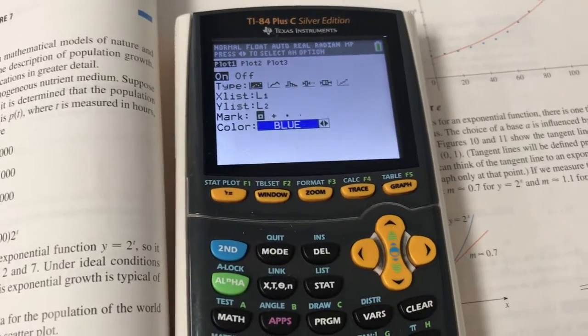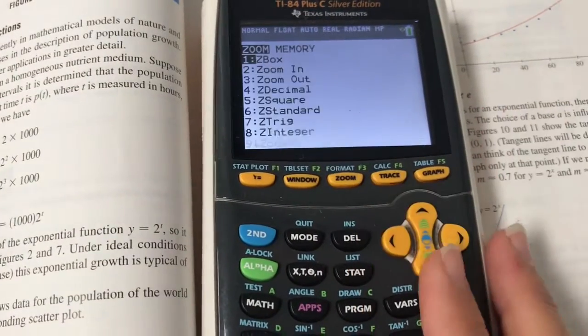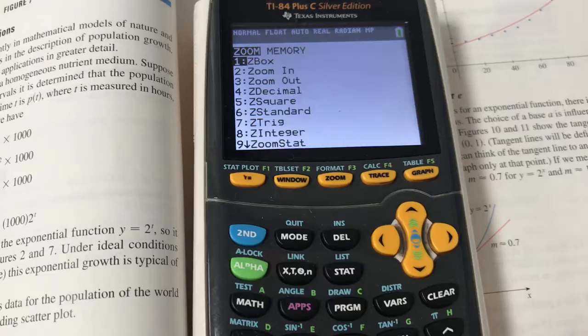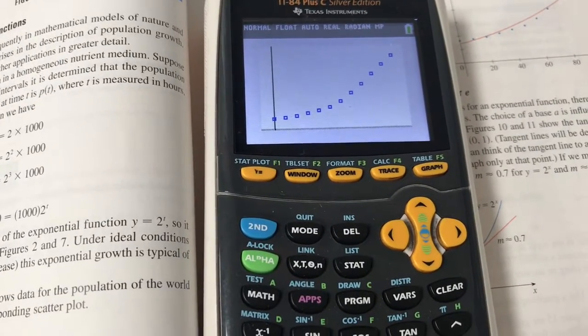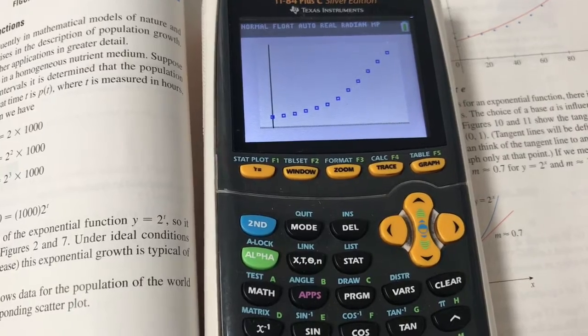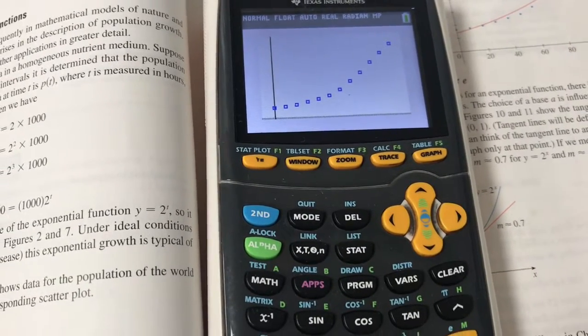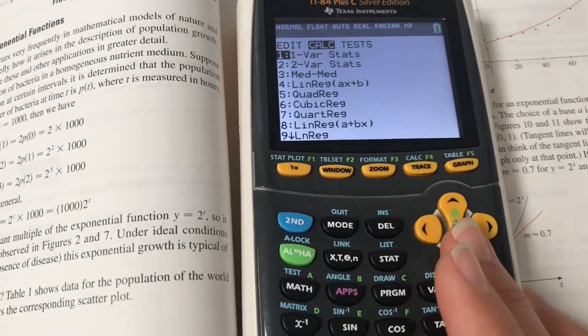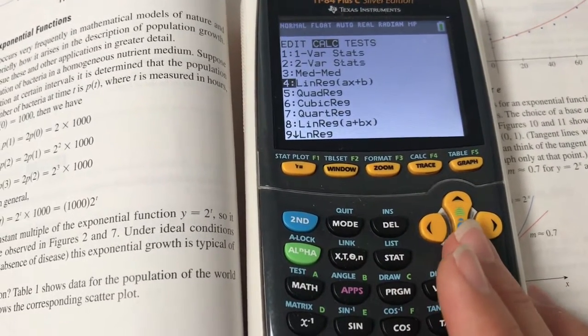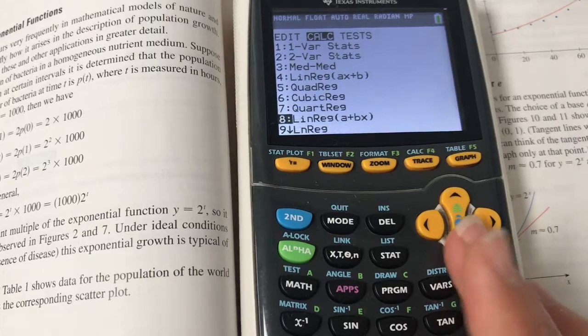Okay, instead of just hitting graph, if you hit zoom, and number 9 says zoom stat, that's going to automatically get our calculator in the correct zoom. So there it looks like possibly exponential growth. To get our equation, we're going to do stat calculate. Okay, so there's our linear regression we talked about last week.